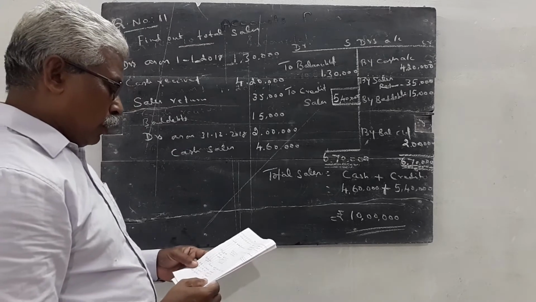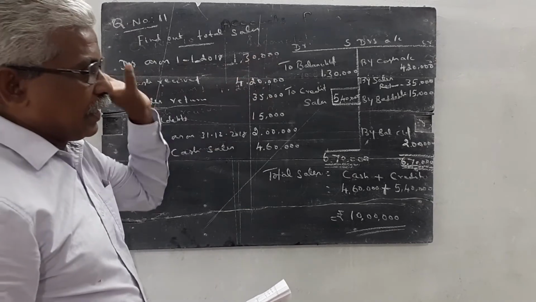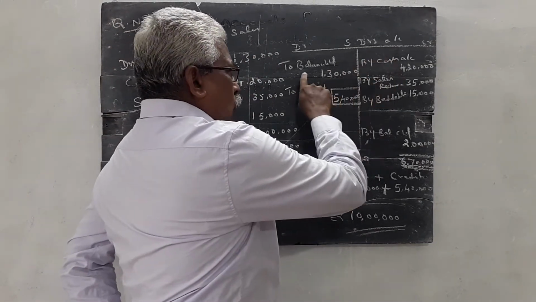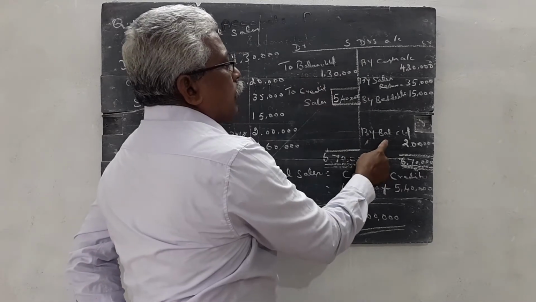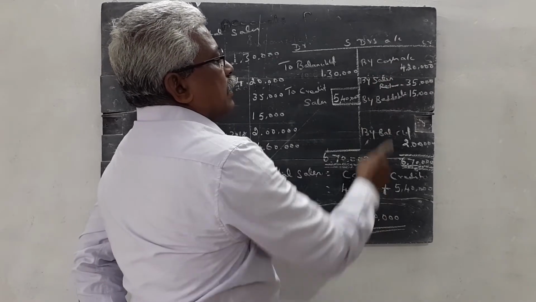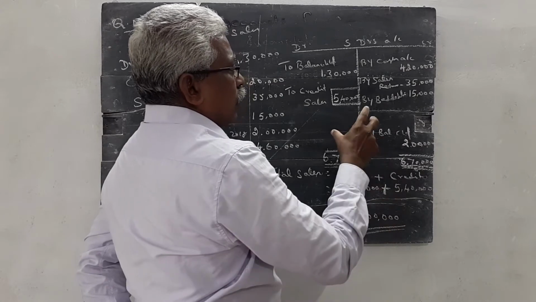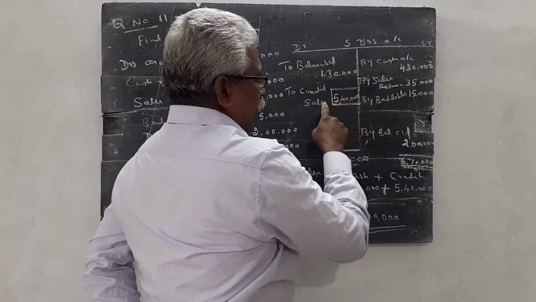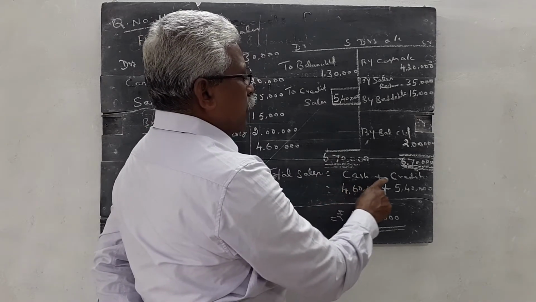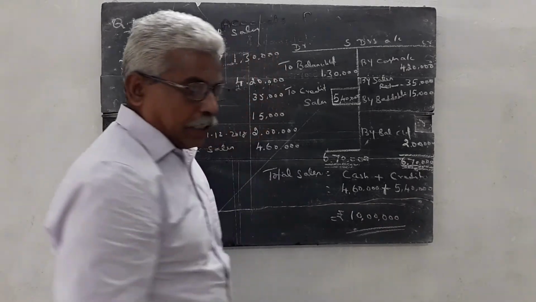So we completed two questions on preparation of the sundry debtors account. The simple procedure for the sundry debtors account: opening balance is entered here, closing balance is entered here. Cash received from sundry debtors is entered here. Sales return is entered here. Bad debts is entered here. The answer is credit sales. Total sales is equal to cash sales plus credit sales. 4,60,000 plus 5,40,000 is equal to 10 lakh.